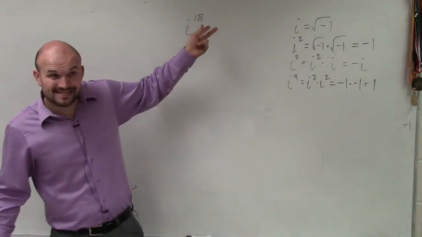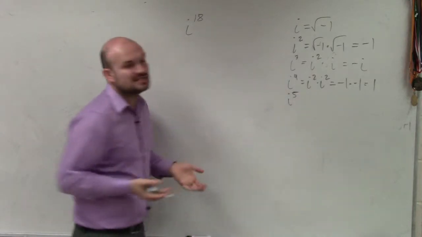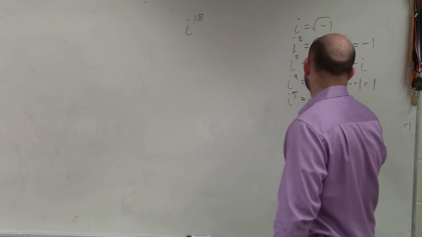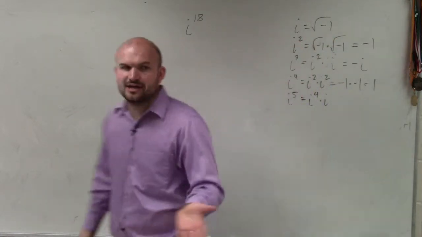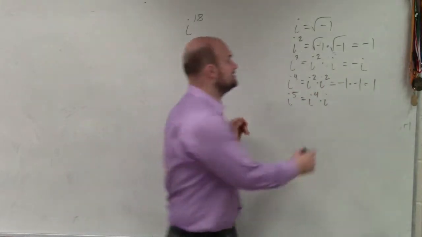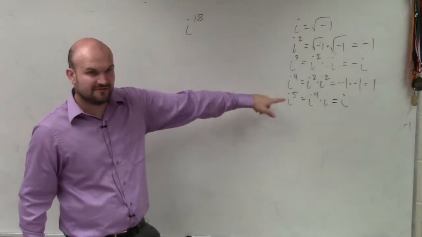Now, again, we have to go up to 18, right? So we can continue along this. We know that i to the 4th is 1. So I do i to the 4th times i, using values we know. i to the 4th is equal to 1, times i is just equal to i. So we know i to the 5th is i.